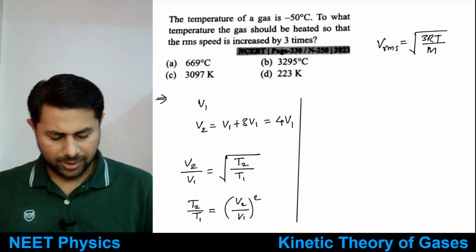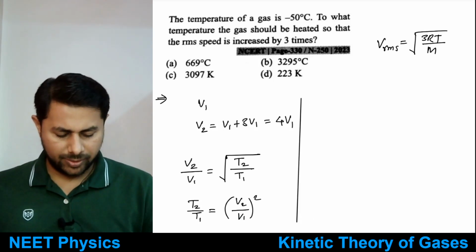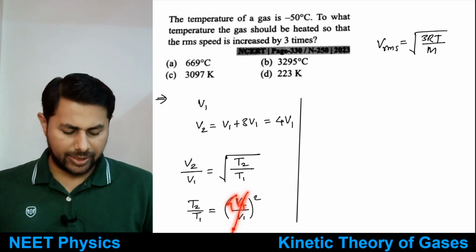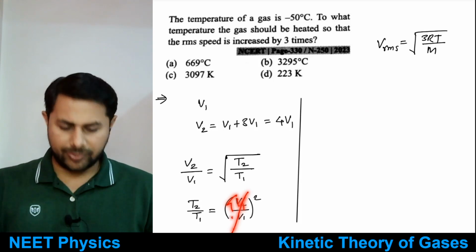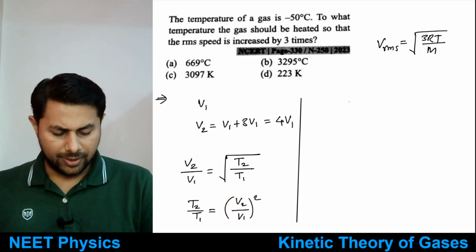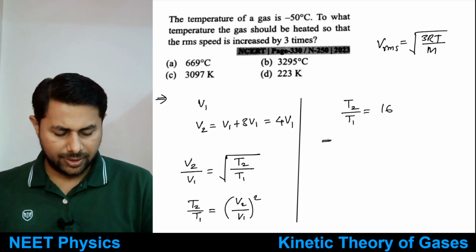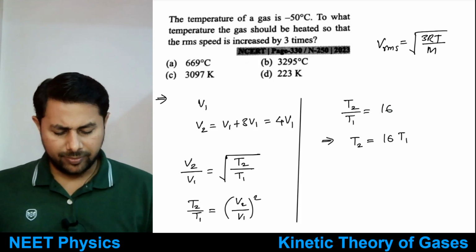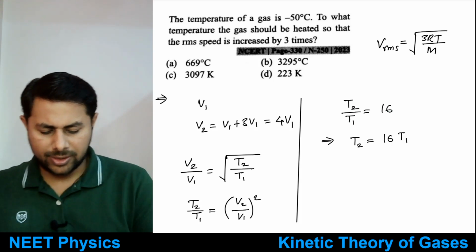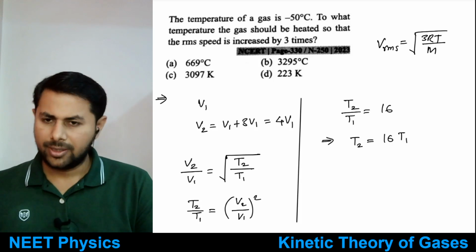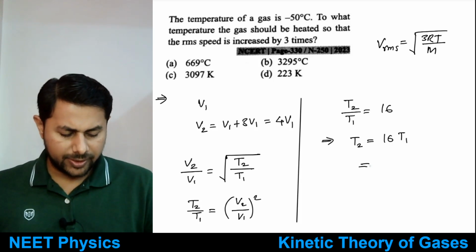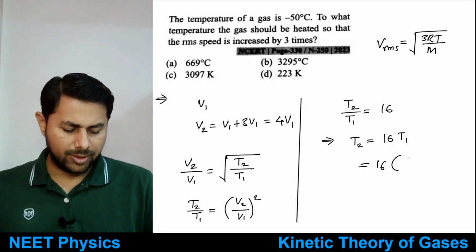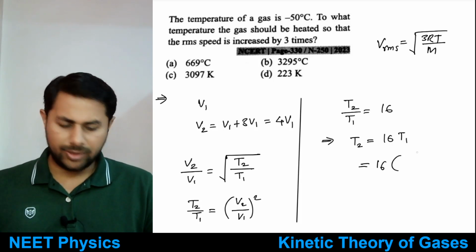That is, V2 is 4 times of V1, so V1 gets cancelled out. So it is 4 square, which means 16. So T2 by T1 is equal to 16, and therefore T2 is 16 times T1. But what is T1? It's minus 50 degrees Celsius. We have to take it in kelvins. So it is 16 times (minus 50 plus 273).